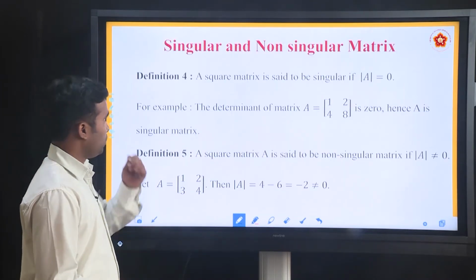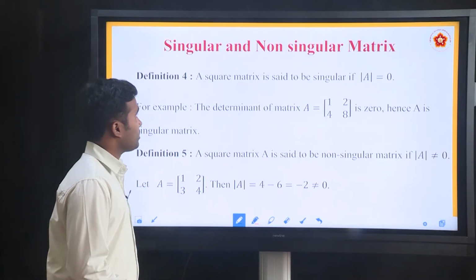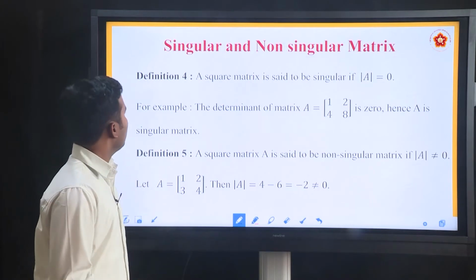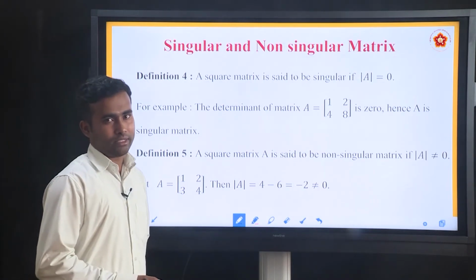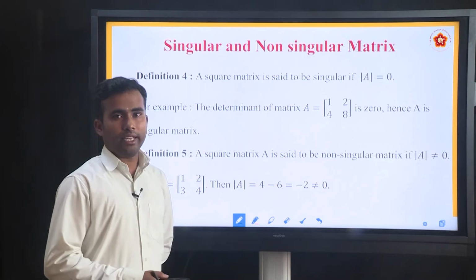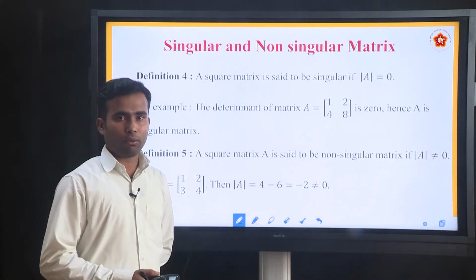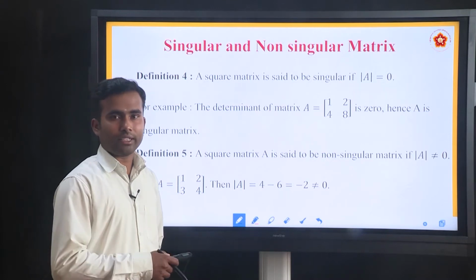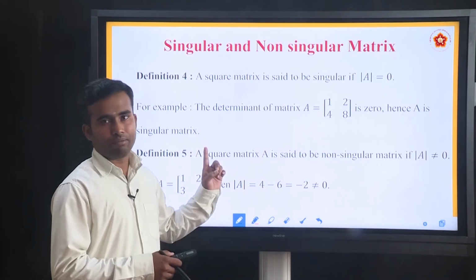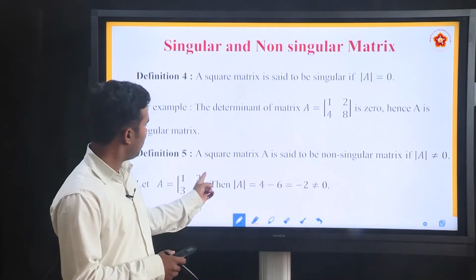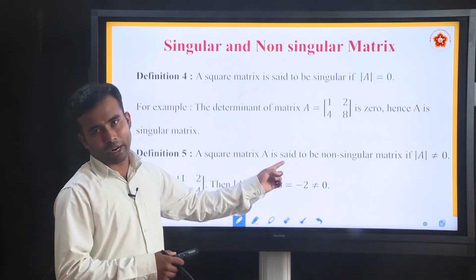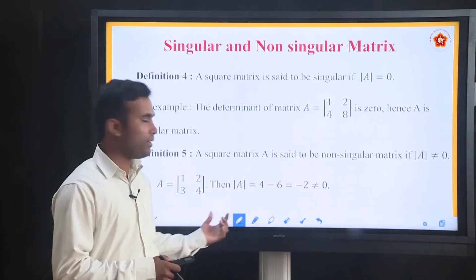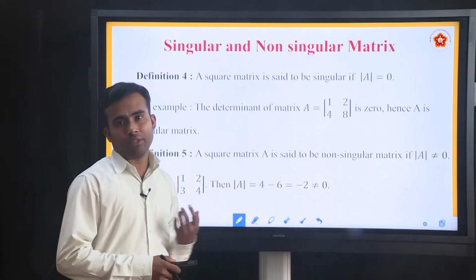Next, we have two definitions here. One is a singular matrix and the other is a non-singular matrix. What is the definition of a singular matrix? If the determinant of A becomes 0, understand, if the determinant value becomes 0, then we can say that the matrix is singular. If the determinant of a square matrix is not equal to 0, then the matrix is said to be a non-singular matrix.